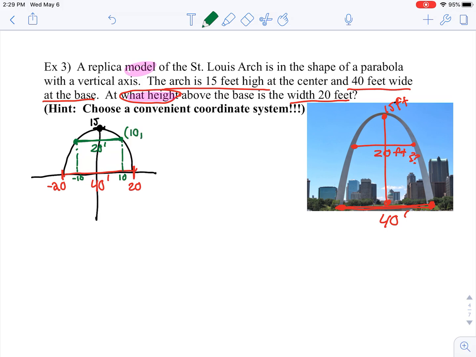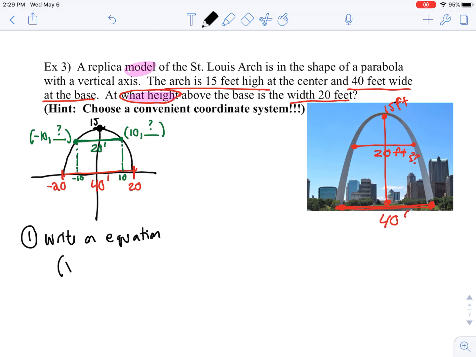So think about what we're looking for here. I'm telling you that I know the x value is 10, and we want to know what that y value is. Or on the other side, at negative 10, what is that y value? So just like we did before, we need to start with an equation. Step 1 is almost always try to write an equation for your graph.